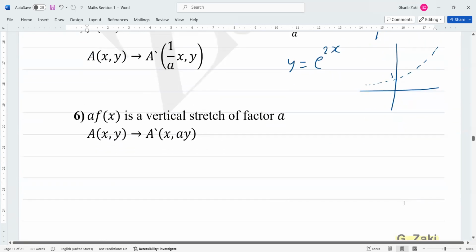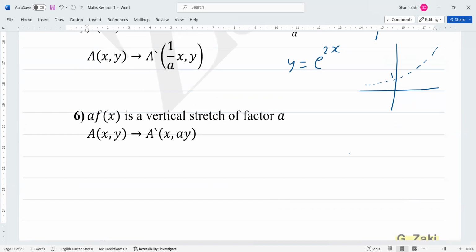Finally, if we have a number in front of the function, it is a vertical stretch, like this. y equals 2 e power x. It is a vertical stretch. It's the same function, but here the point of intersection with the y-axis will not be 1. When you replace x by 0, it will be 2.